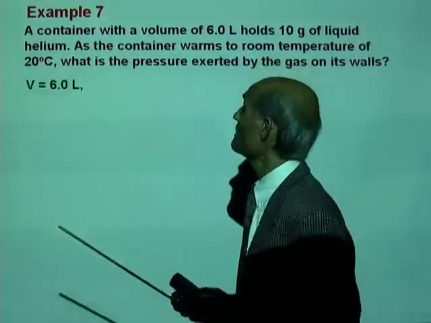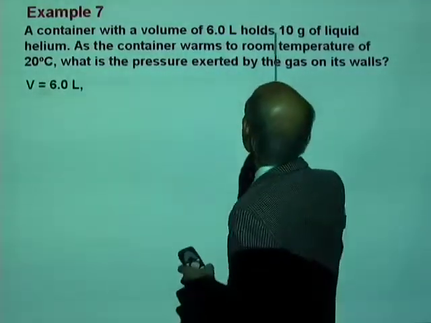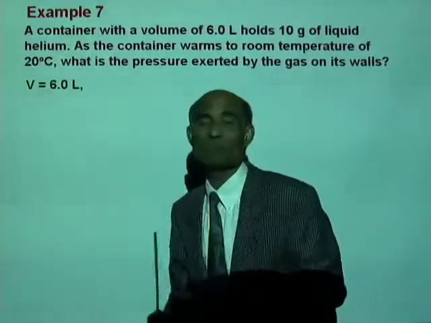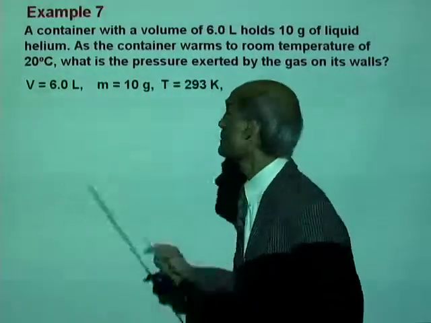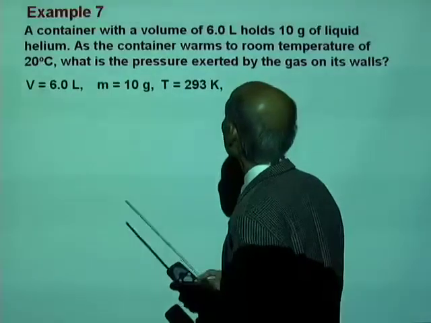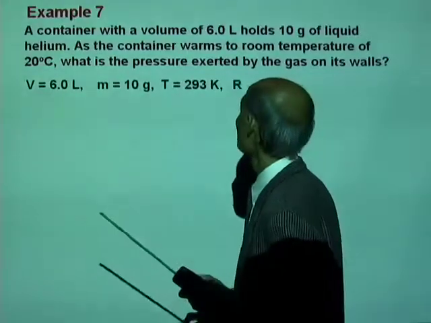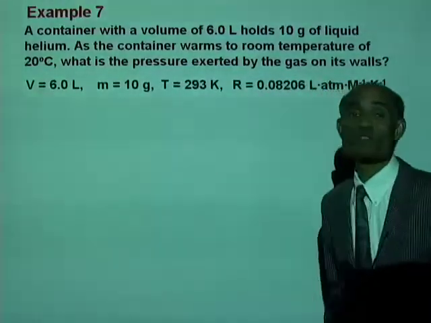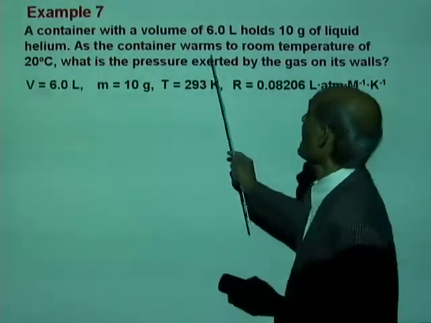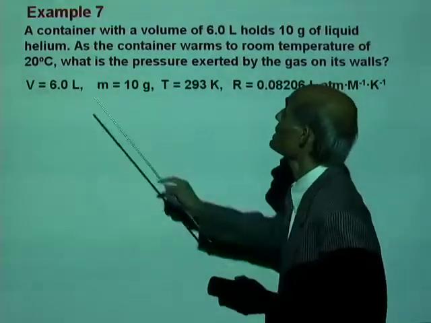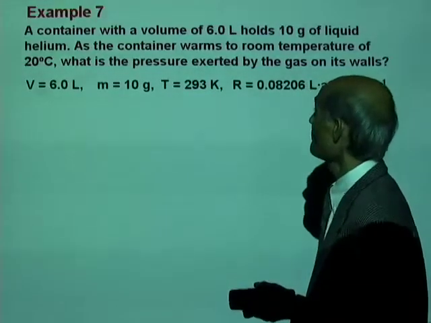Well, let's pick the given data. The volume of the container is 6 liters. And we have 10 grams of liquid helium. Well, mass is 10 grams. The temperature is 293 Kelvin, 20 degrees Celsius. 20 plus 273 is 293 Kelvin. R is 0.08206 liter atmosphere per mole Kelvin. As the container warms to room temperature, what is the pressure exerted by the gas on its wall?